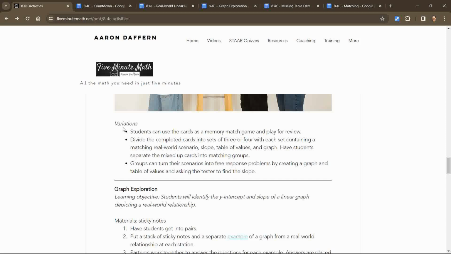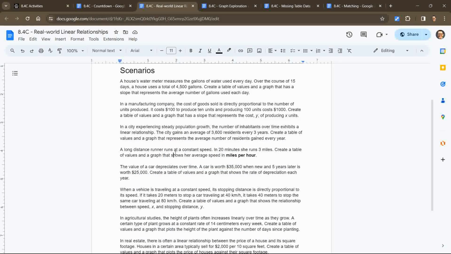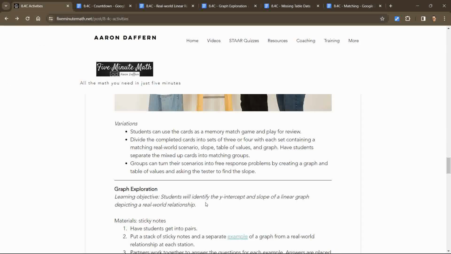You can divide the completed cards into sets of 3 or 4, with each set containing a matching real-world scenario, slope, table of values, and graph, and then have students separate the mixed-up cards into matching groups, right? And then finally, groups can turn their scenarios into free response problems by creating a graph and table of values and asking the tester to find the slope. So these are kind of the stems of some problems. Every single problem says create a table of values and a graph. Students can use these to create, maybe provide a graph, provide a table of values, and then ask the tester to find the slope.